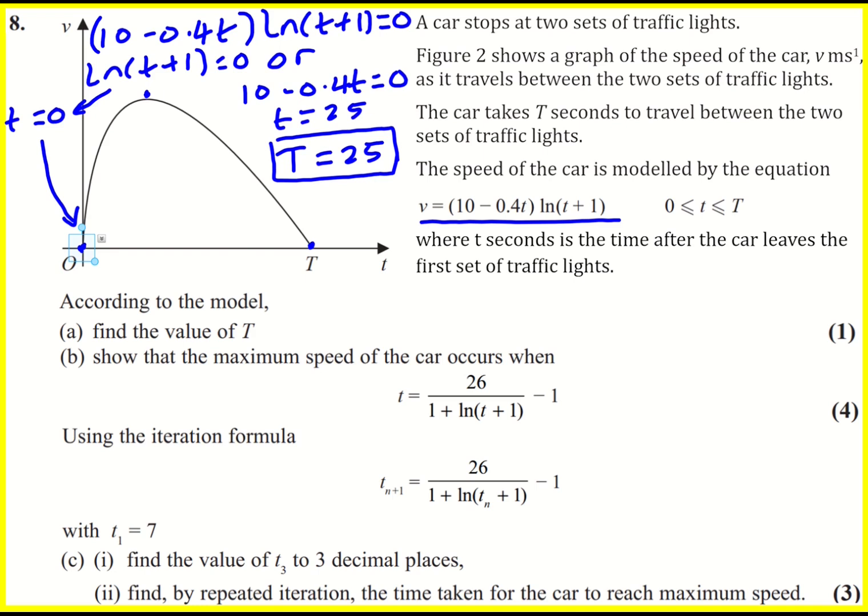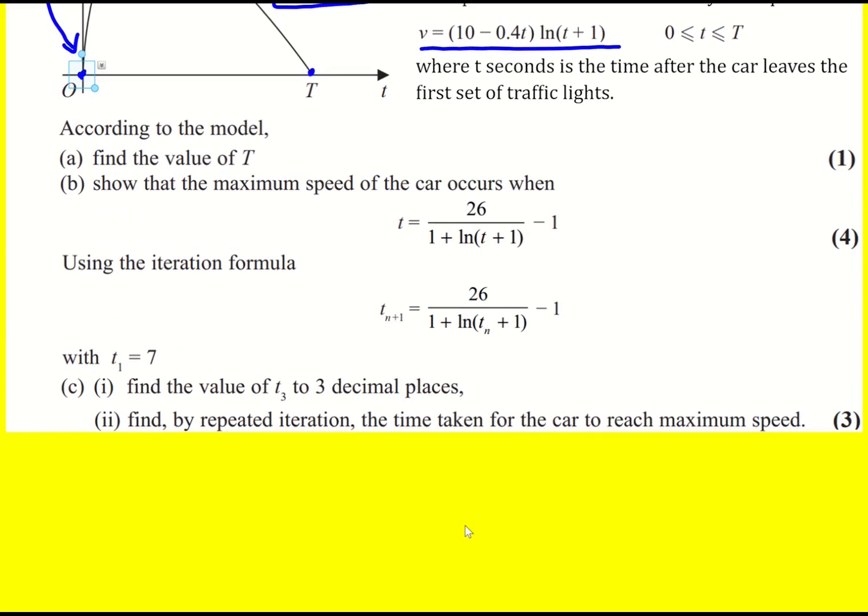Show that the maximum speed of the car occurs when this equation is satisfied. So I'm going to need to differentiate to find the turning point, dv by dt. And I'm going to use the product rule here. We've got a product of functions. I've got a v in there, which is a little bit awkward because normally we call this u and this v, so I have to call it w. Then u dash, which is u differentiated, is going to be minus 0.4, and w dash is going to be 1 over t plus 1.